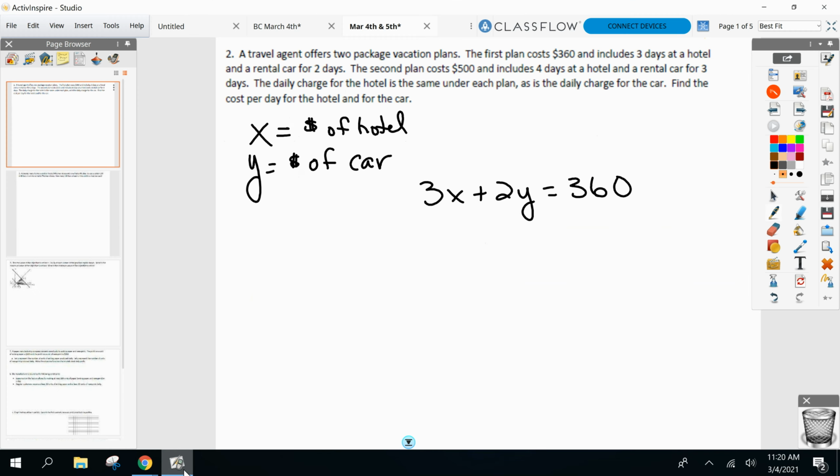Second plan, write me an equation. 4 days at the hotel, 3 days on a rental car cost me 500. 4x plus 3y equals 500. All righty. Everyone good on the 2 equations at home? We're all set? All right, now though, I need to eliminate x or I need to eliminate y.